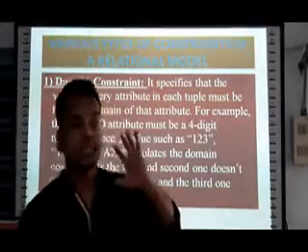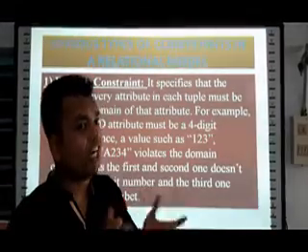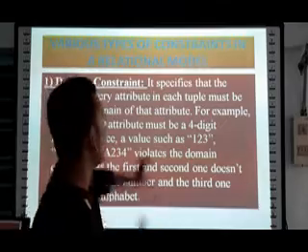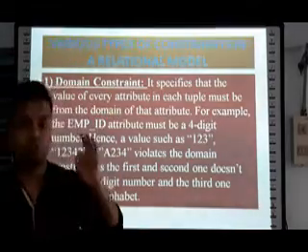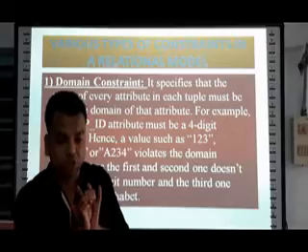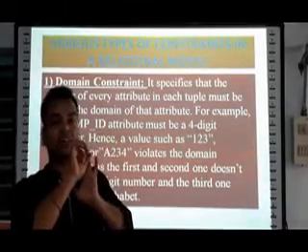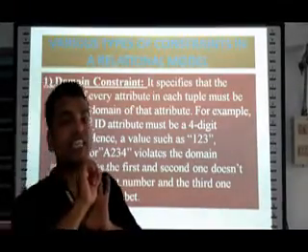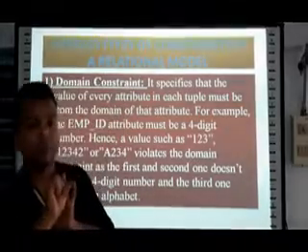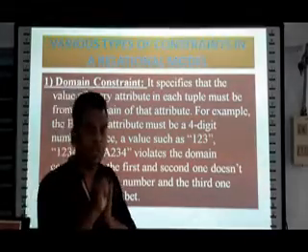So this is simply violating our domain constraint. Okay, so this is an example of domain constraint. So domain constraint in simplest terms is that whatever value we are inserting in our attribute should always be from the domain of that particular attribute.